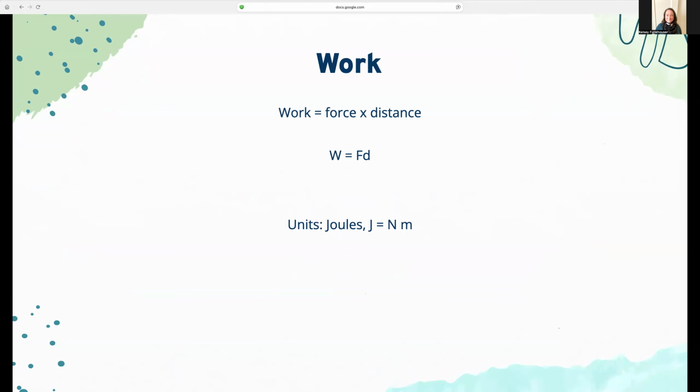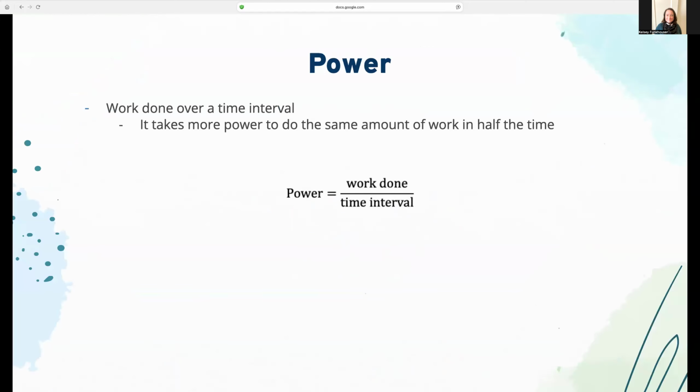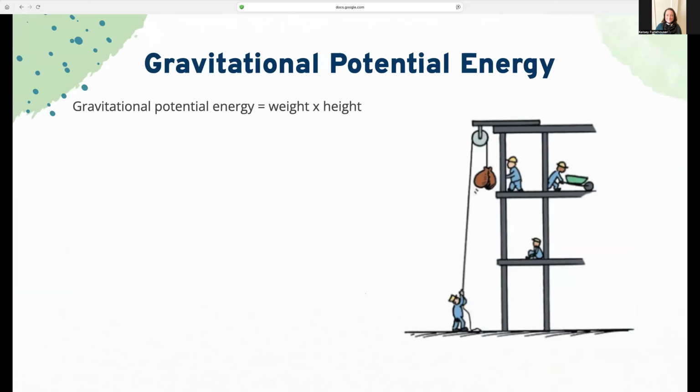So, in the last lecture, we learned that work is equal to the force times the distance, and work and energy are in units of joules. We also learned that power is the work done over a time interval. So it takes more power to do the same amount of work in half the time, or it takes less power to do the same amount of work in twice the time. And this power has units of watts.